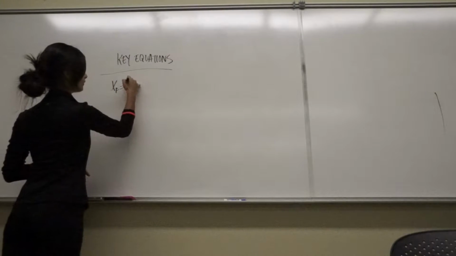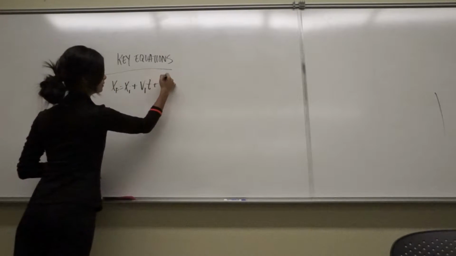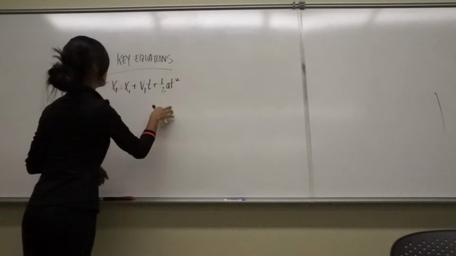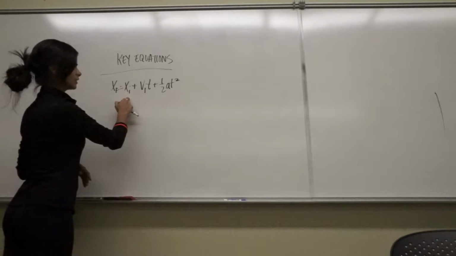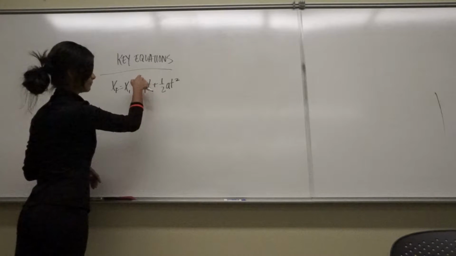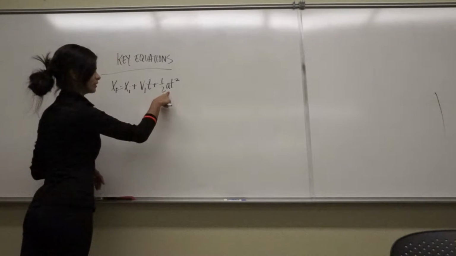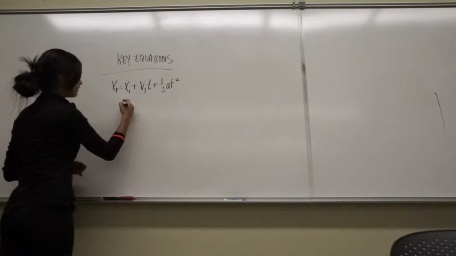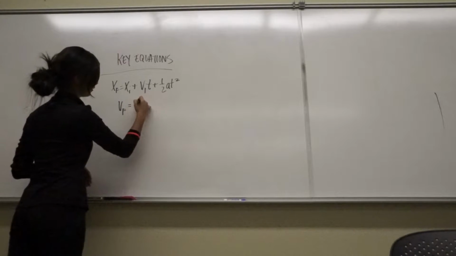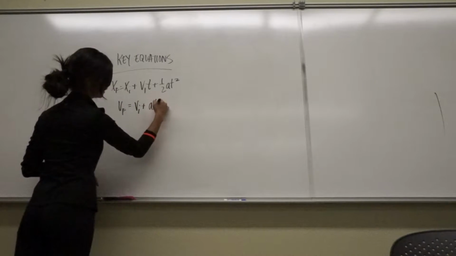So we have our x_f equals x_i plus v_i t plus 1/2 a t squared. Final position equals initial position plus initial velocity times time plus 1/2 acceleration times time squared. And then we also have our v_final equals v_initial plus a t.